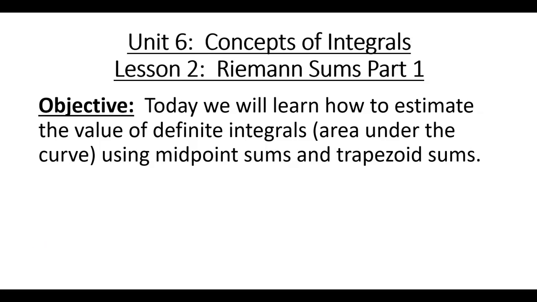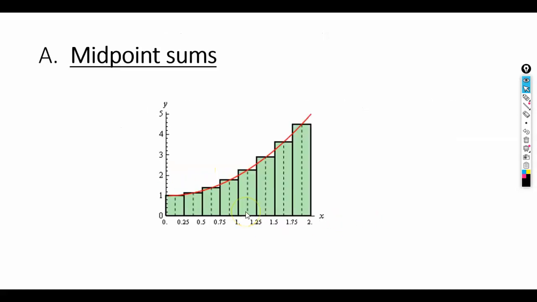Hi guys, so welcome to lesson 6.2. We're going to be continuing our talk about Riemann sums. This time we're going to look at the other ways of finding area under the curve, which are typically more accurate than left and right-handed sums. They are the midpoint sum and the trapezoid sums.